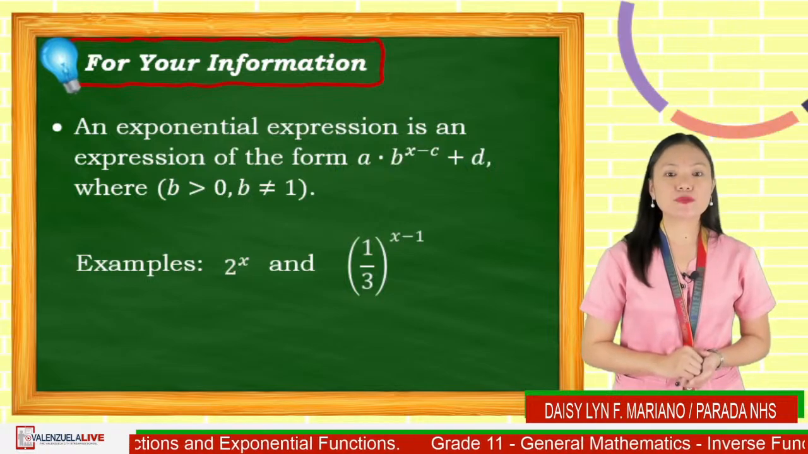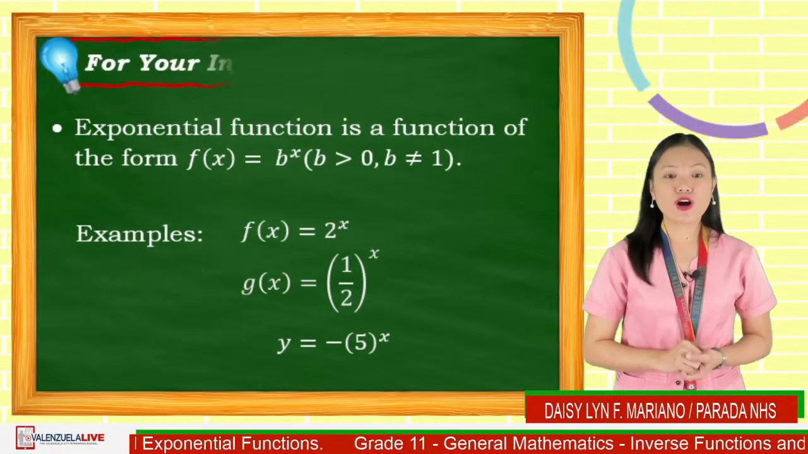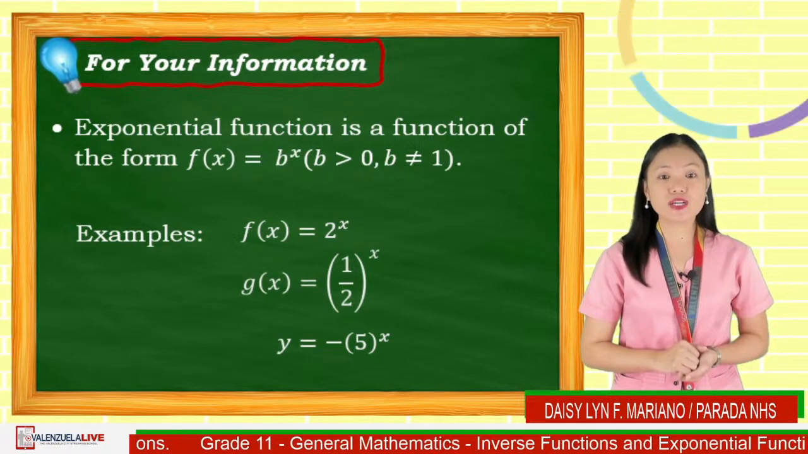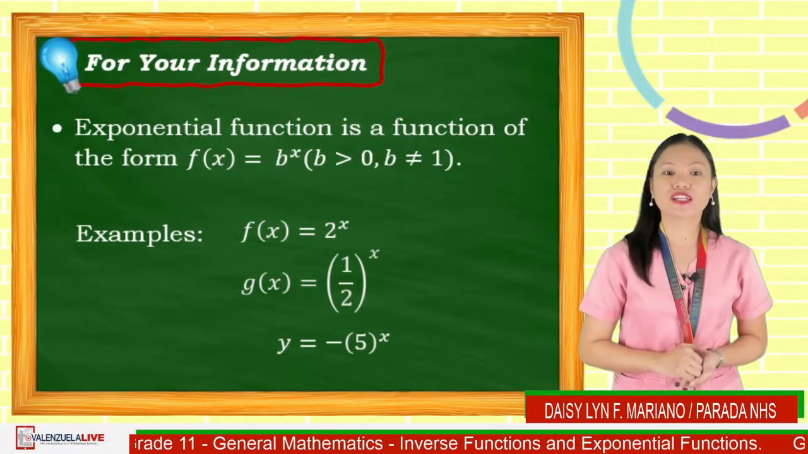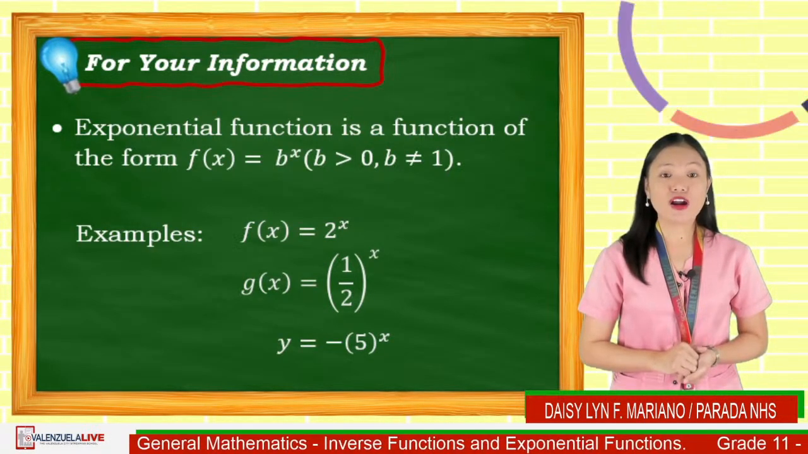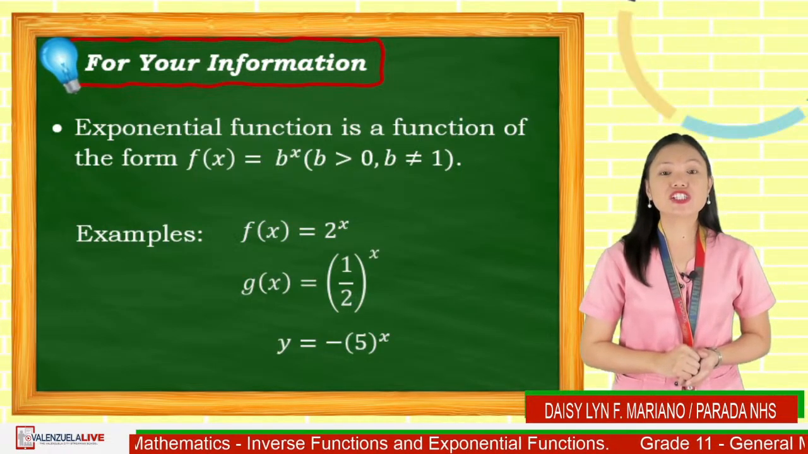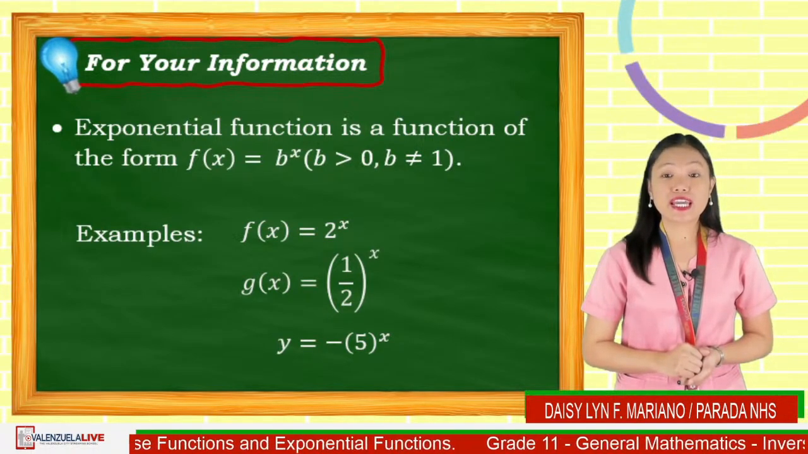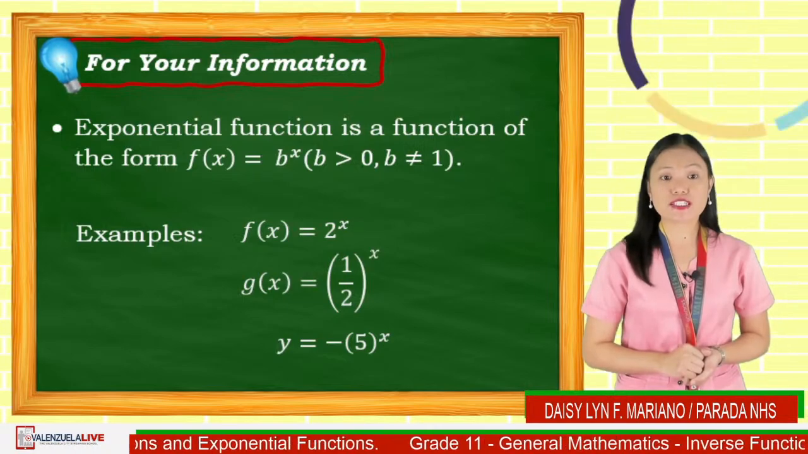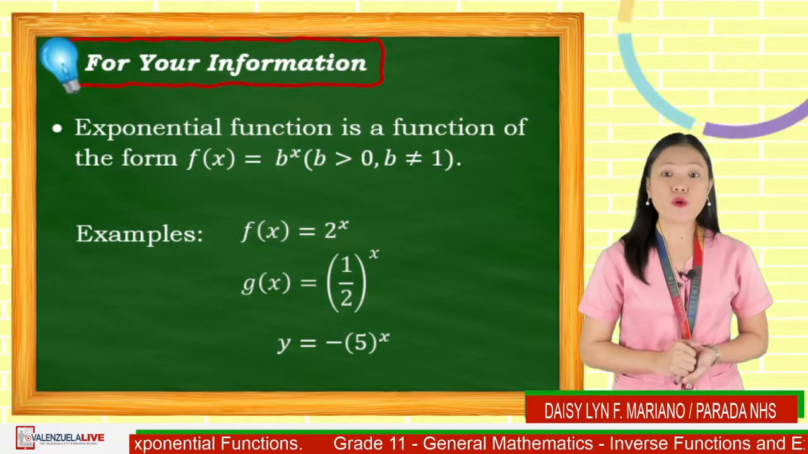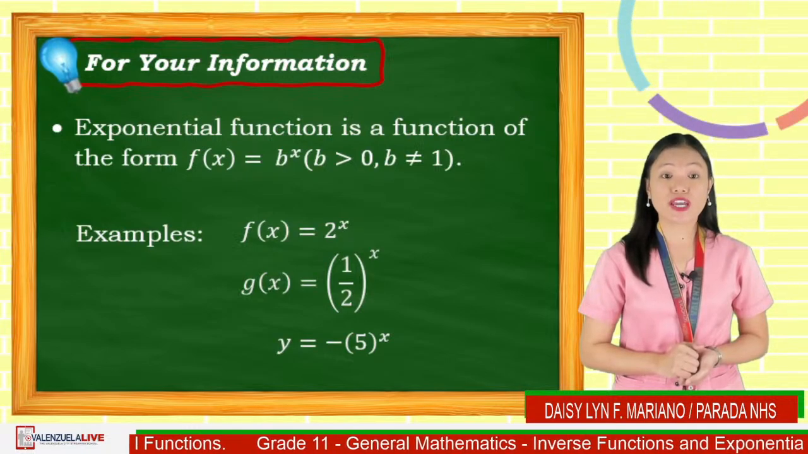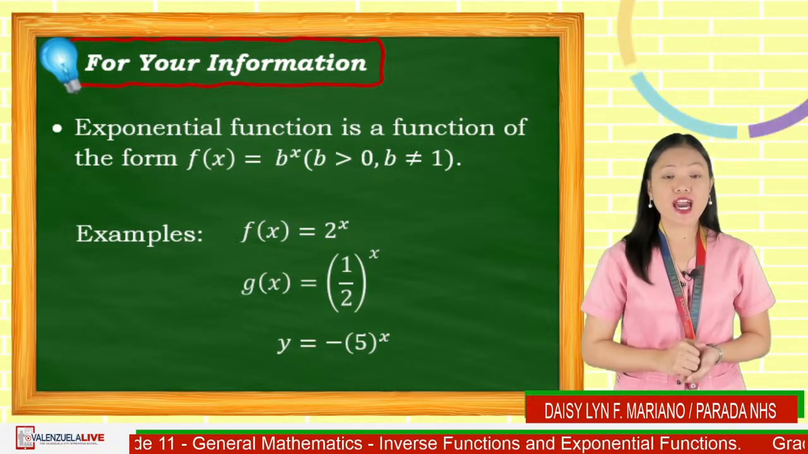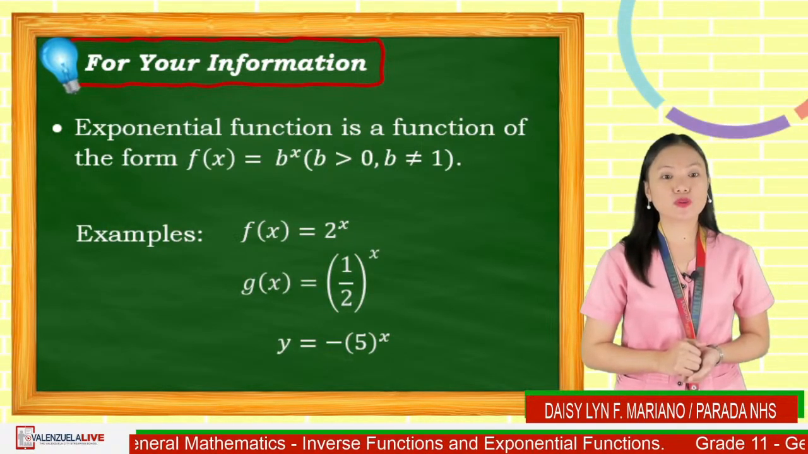To distinguish, an exponential function is a function of the form f of x is equal to b raised to x, where b is greater than 0 and b is not equal to 1. Examples are f of x is equal to 2 raised to x, g of x is equal to 1 half raised to x, y is equal to negative times the quantity 5 raised to x. The three examples are of the form f of x is equal to b raised to x. Also, 2, 1 half, and 5 are bases and are greater than 0 but not equal to 1.